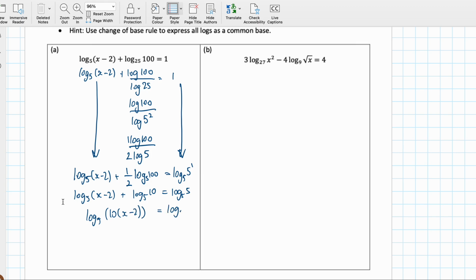Now we can equate the insides. Plus 20, so 25. So x is equal to 2.5. Wow, there's a fair bit in that, but that's how we use our changing base rule.